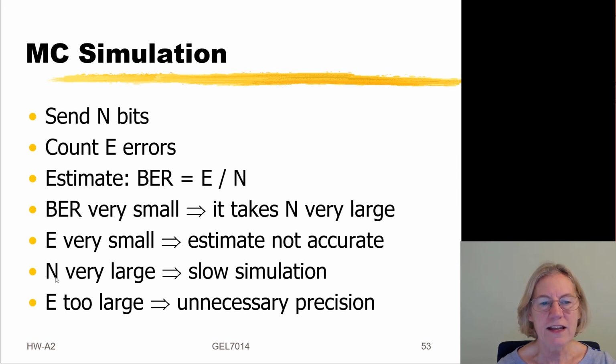Now, if n is very large, if I count a whole lot, well, then the simulation is slow. So it's not like I can just say, go for 1 billion bits, because that will slow down my simulator. Also, if I just say, I'm not going to stop, I'm just going to keep going until I count like 1,000 errors, well, if E is too big, then really I'm getting a lot of precision, but maybe unnecessary, making my simulator slow unnecessarily. So these are the trade-offs I'd like you to get a feel for in this homework assignment.